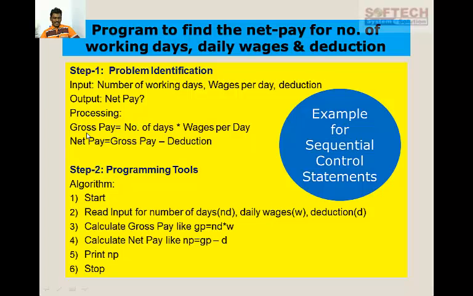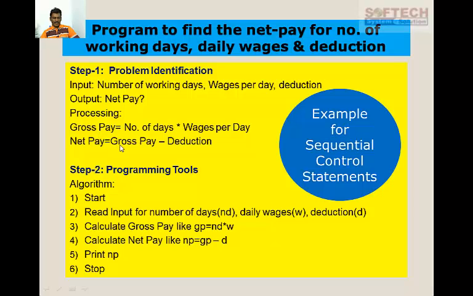So how can we process it? Gross pay equals number of days into wages per day. This is the formula to find the gross pay. The net pay equals gross pay minus deduction. For example, the number of working days is 25 days and the wages per day is 500. A labor worked 25 days, and the daily wages is 500. What is the gross pay? 25 into 500, 12,500. So 12,500 is the gross pay.